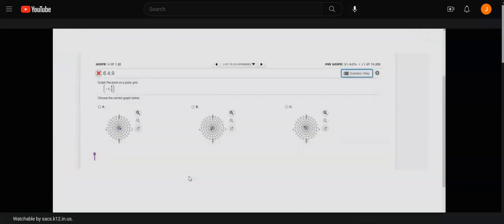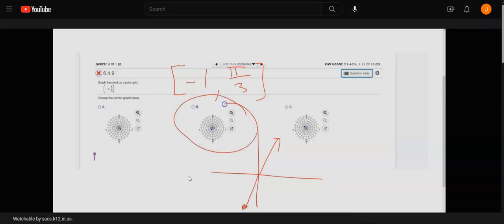Oh, they're graphing. So pi over 3 rotates you towards quadrant 1. But then you're walking backwards 1 unit, so that's going to throw you down into quadrant 3. Yeah? Oh, yeah, that would be choice B.